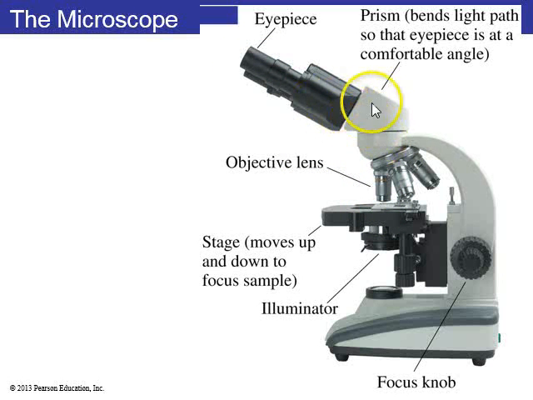In this real microscope, there's actually a prism that bends the light path so that the eyepiece is at a more comfortable angle. There's a stage which can be moved up and down to help focusing. There's an illuminator with some lights to keep things bright enough. And there's a focus knob which moves the stage up and down.